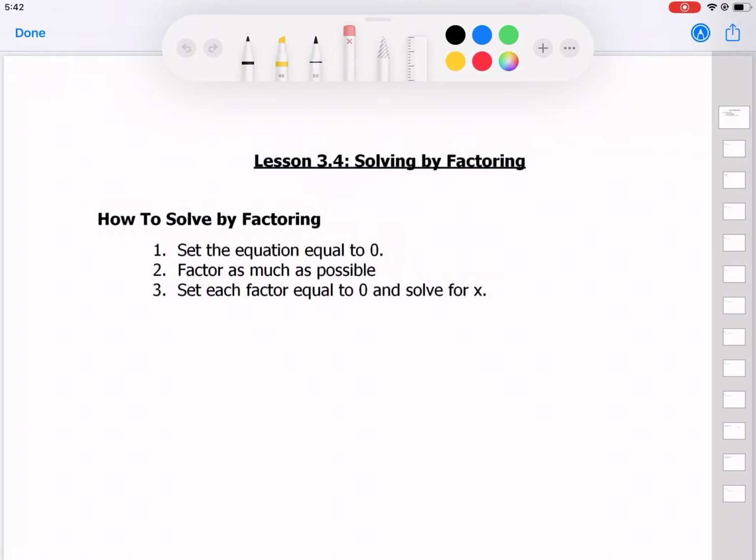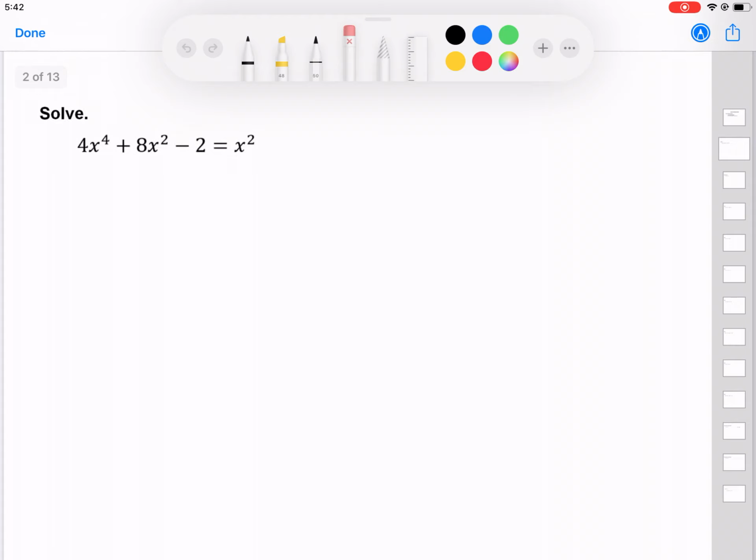We're going to talk about how to solve by factoring. So the process is pretty simple and self-explanatory. You're going to set the equation equal to 0. You're going to factor as much as you can, and then you're going to set each factor equal to 0 and solve for x. So let's go ahead and see how that plays out.